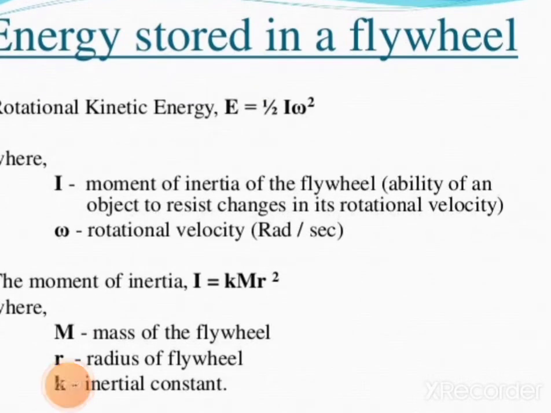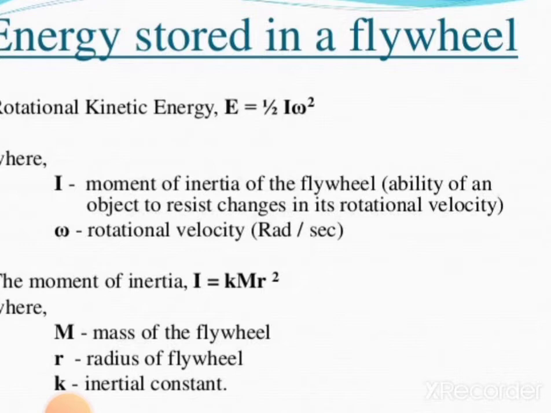We will see first the energy stored in flywheel. As I explained earlier, energy stored in flywheel is in the form of kinetic energy, rotational kinetic energy, which is given by E is equal to 1 by 2 I omega square, where omega is rotational velocity in radian per second, and I is the moment of inertia of flywheel, or the ability of flywheel to resist change in its rotational velocity omega.